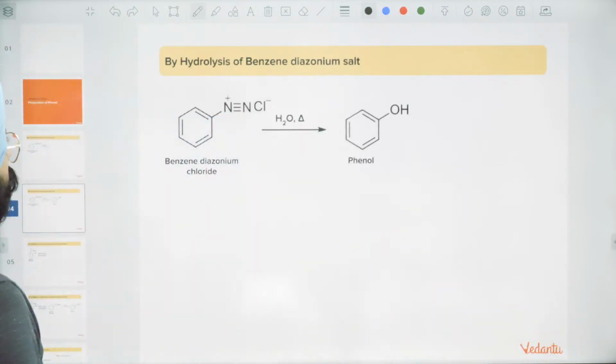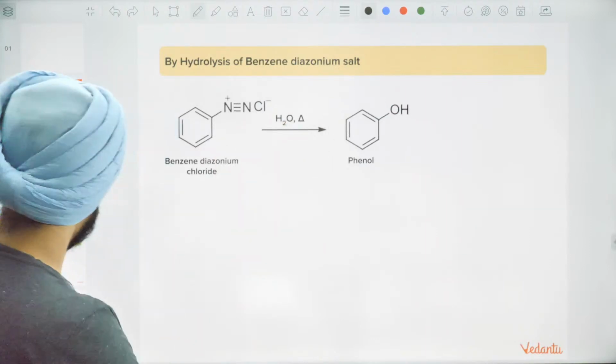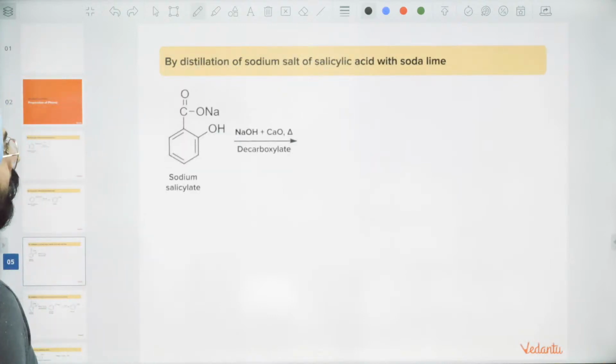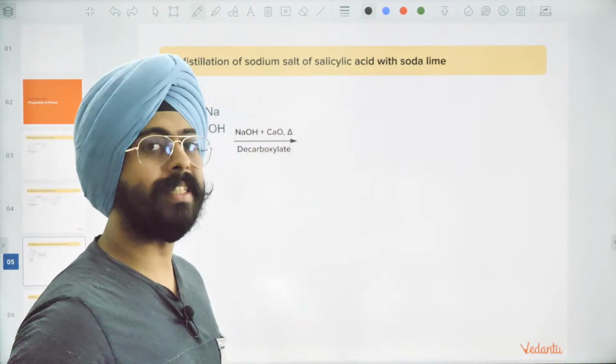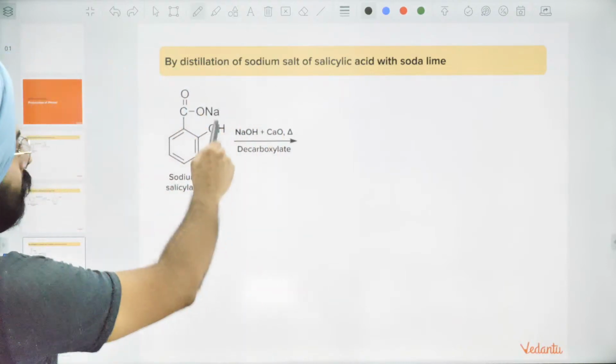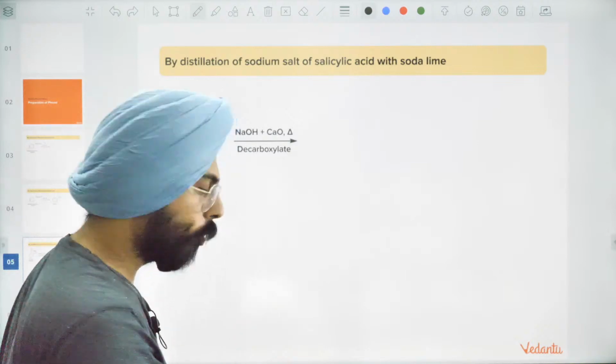Anyway, so my dear friends, this is what we had. We created phenol. Now there are other ways as well. The next way that we need to see is by distillation of sodium salt of salicylic acid with soda lime. So what is salicylic acid? This is the sodium salt of salicylic acid.